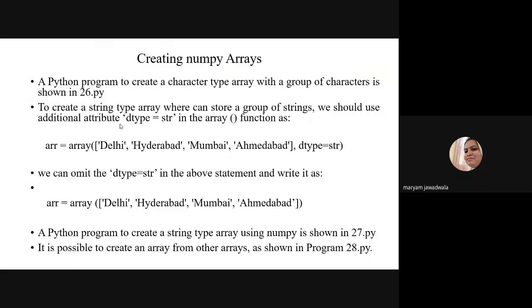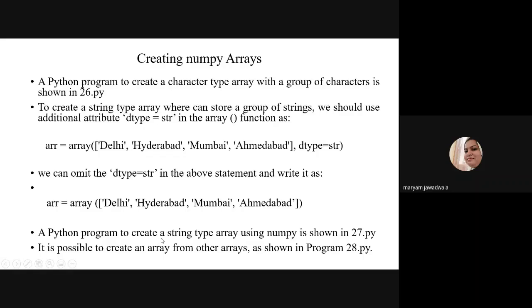Now, a very important thing: to create a string type array where we can store a group of strings, we should use an additional attribute, dtype equals str, in the array function, right? So arr is nothing but an array with strings. Total 5 strings are there. These are the city names: Delhi, Hyderabad, Mumbai, and Ahmedabad. And dtype, data type, is str. We can omit the dtype str in the above statement, and we can write like this. So both ways are correct to create the string array, right?